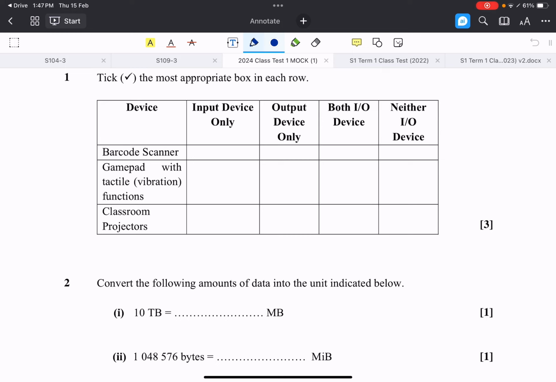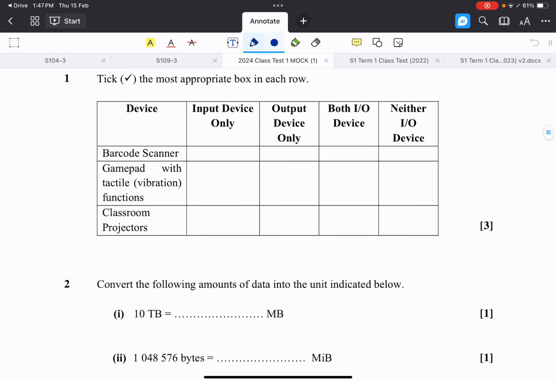Right, so the first question, they want us to tick the most appropriate box, and we're supposed to look at these devices and figure out whether they are input only, output only, both input and output, or neither. So the barcode scanner just reads the information from the barcode, so it is an input device.